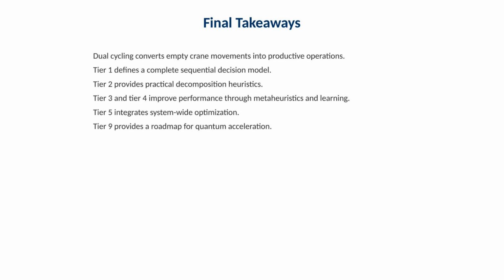Tier 1 defines a complete sequential decision model. Tier 2 provides practical decomposition heuristics. Tier 3 and Tier 4 improve performance through meta-heuristics and learning. Tier 5 integrates system-wide optimization, and Tier 9 provides a roadmap for quantum acceleration.